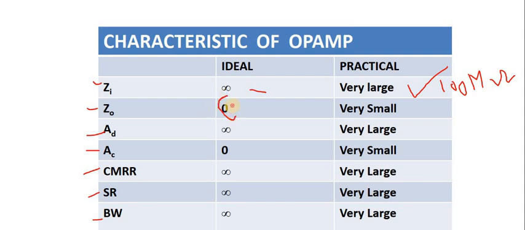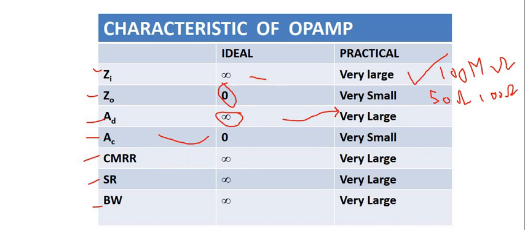Next is output impedance. Output impedance should be 0, but you cannot achieve 0 in circuit design. So it should be small, maybe in the range of 50 to 100 ohms. Next is the differential gain. Differential gain should be infinity, or practically you can say it should be very large. Next is the common mode gain. Common mode gain, as I told before also, should be as low as possible or zero.